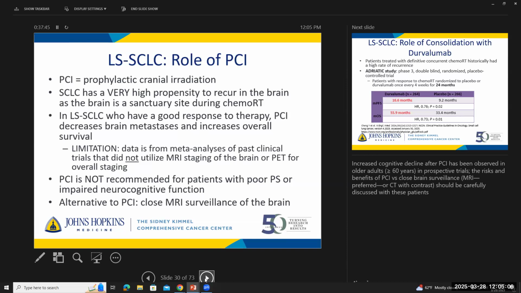So we can potentially radiate the brain prophylactically, right? Prophylaxis means you're doing it beforehand. So we're actually radiating the brain before the cancer gets there in an effort to decrease the likelihood that the cancer will recur in the brain, okay?